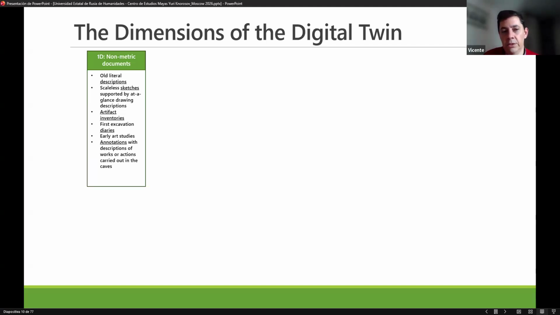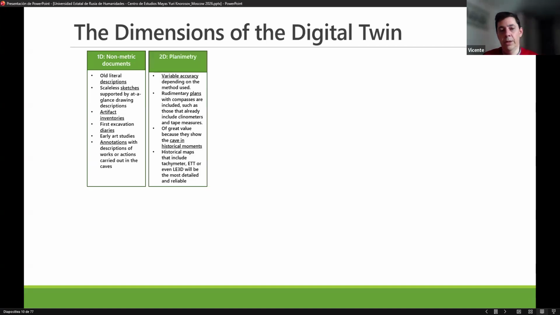You know, all this information, usually very old, we put in the first dimension. The second dimension is planimetry. You know, plans, longitudinal, transverse, all the information you have, independent of the accuracy, because accuracy we will talk about later. But any information you have with dimensions of the cave, you should store in the 2D.